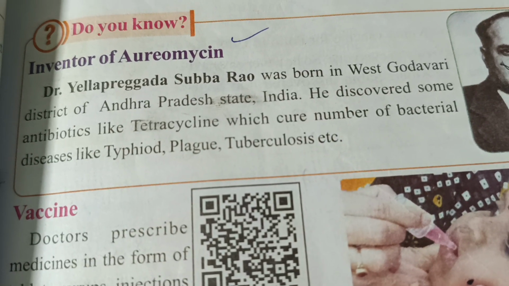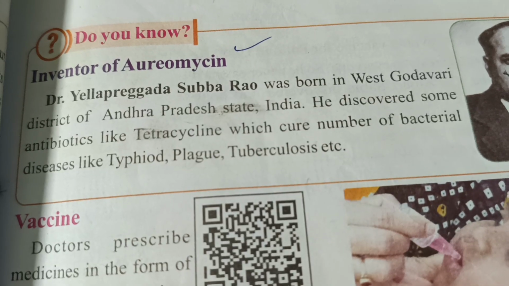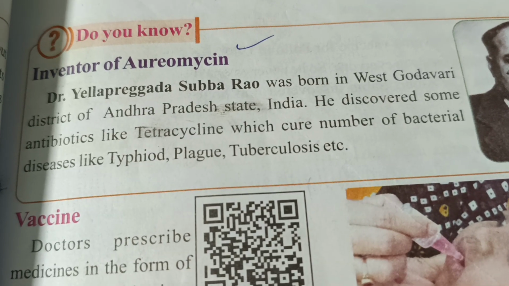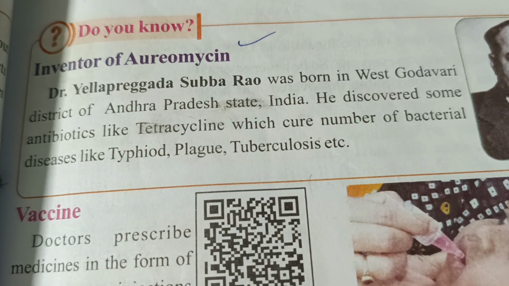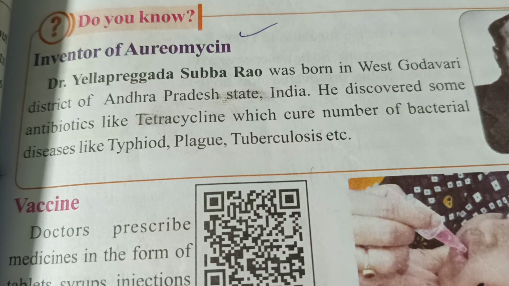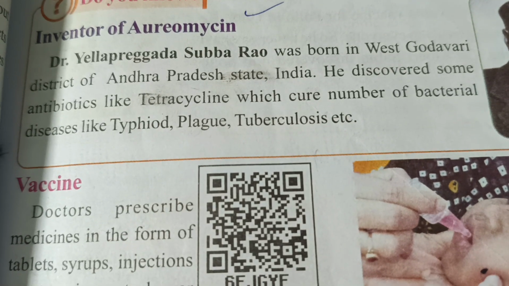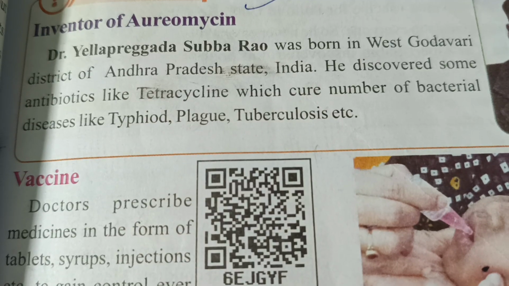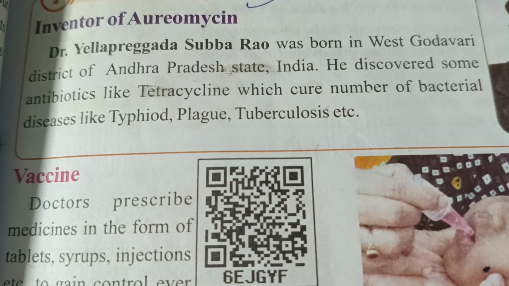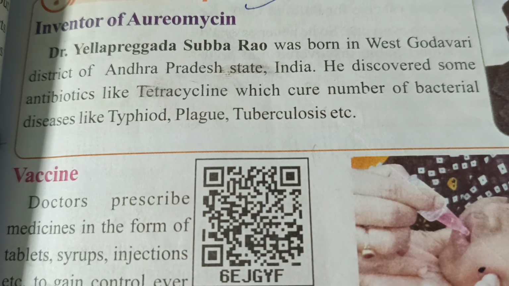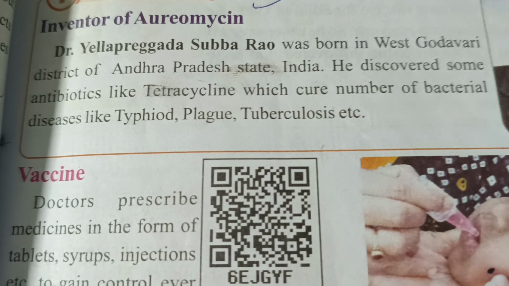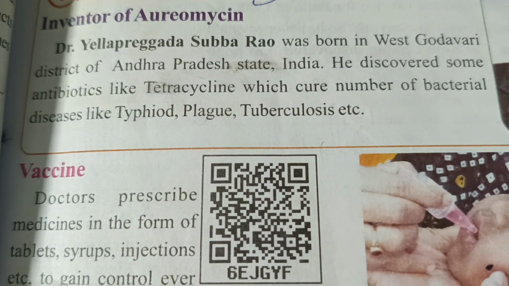Inventor of aureomycin, Dr. Yellapragada Subbarao, was born in West Godavari district of Andhra Pradesh state, India. He discovered some antibiotics like tetracycline which cure a number of bacterial diseases like typhoid, plague, tuberculosis. So Yellapragada Subbarao invented antibiotics like tetracycline.